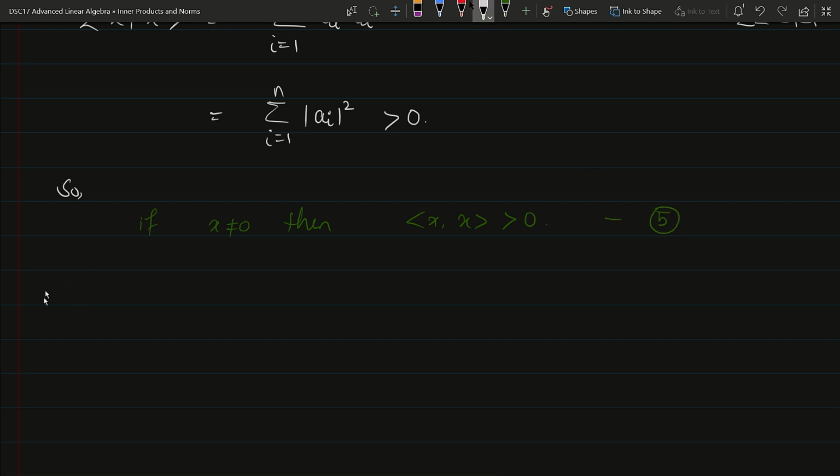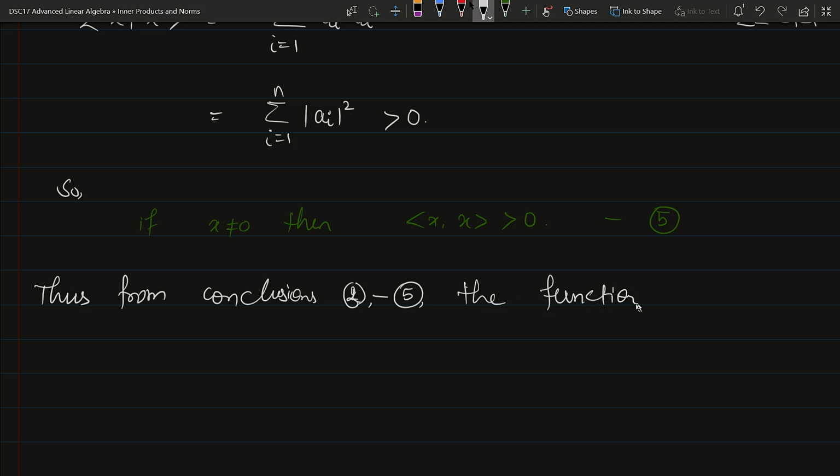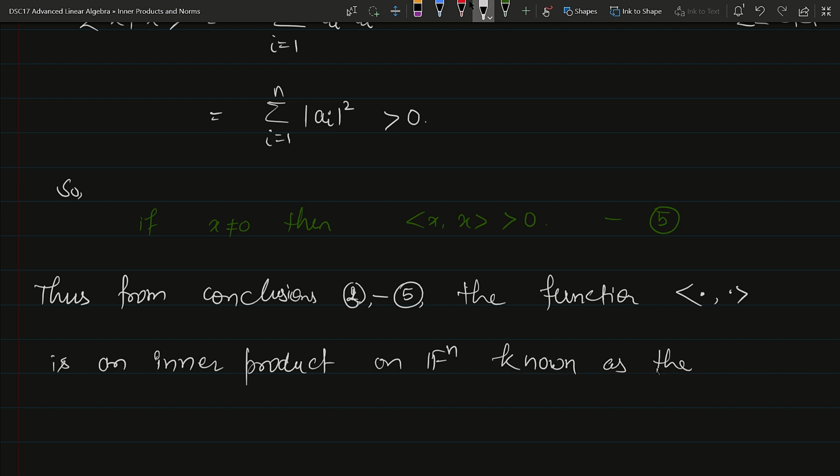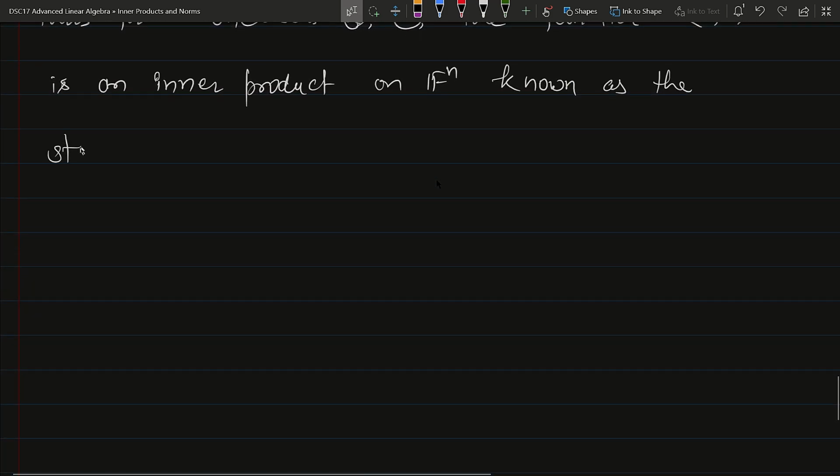Okay, so thus from conclusions 1, 2, okay, 2 to 5, the function, this comma, this is an inner product on Fn, known as the standard inner product.